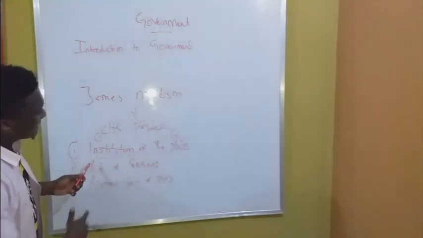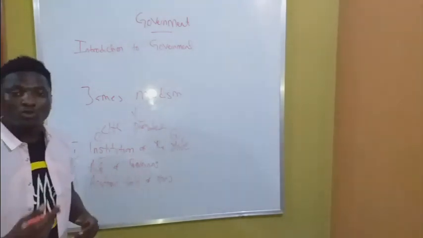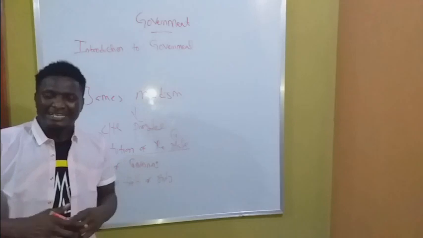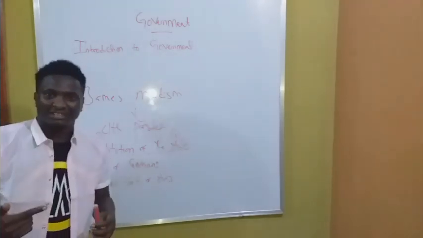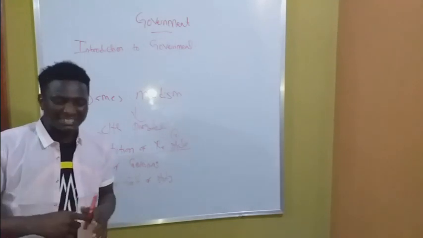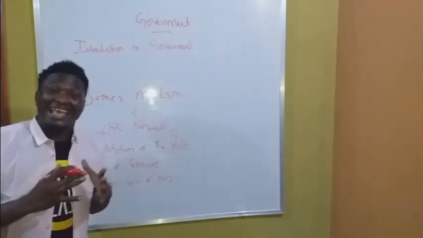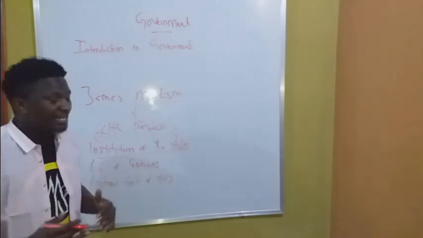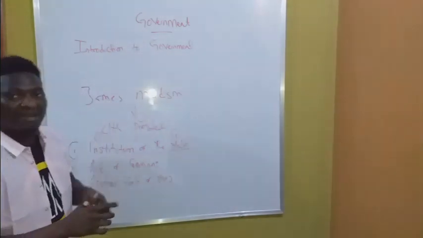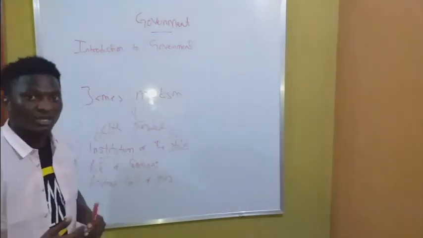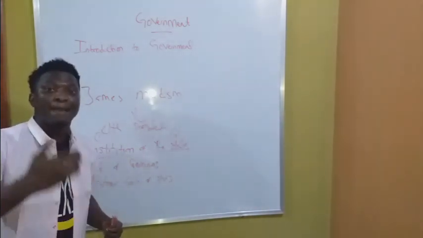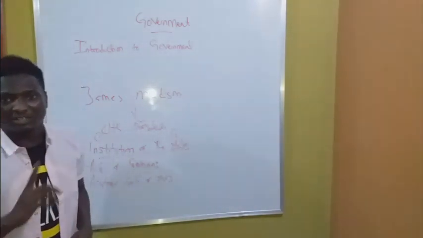Now, government as an institution of the state can also be said to be that machinery that brings to life the ideas of the state. That machinery that projects the very essence of the state. Now, looking at it analytically, government must have three major elements. Do not forget, for government to exist, it is important that it must have three major elements. And this is a universal statement.